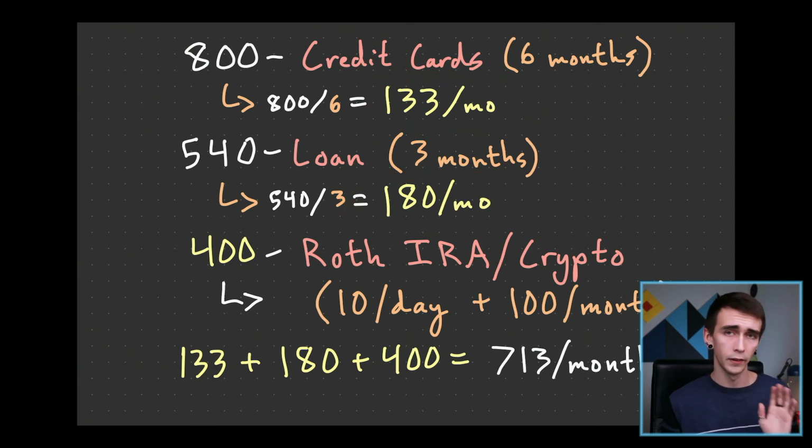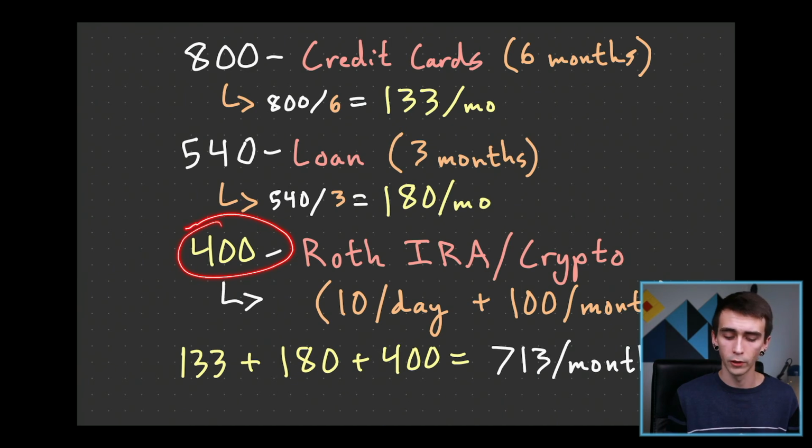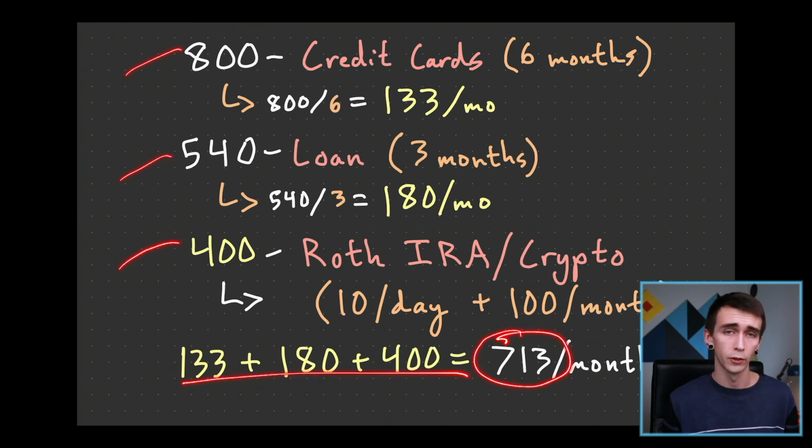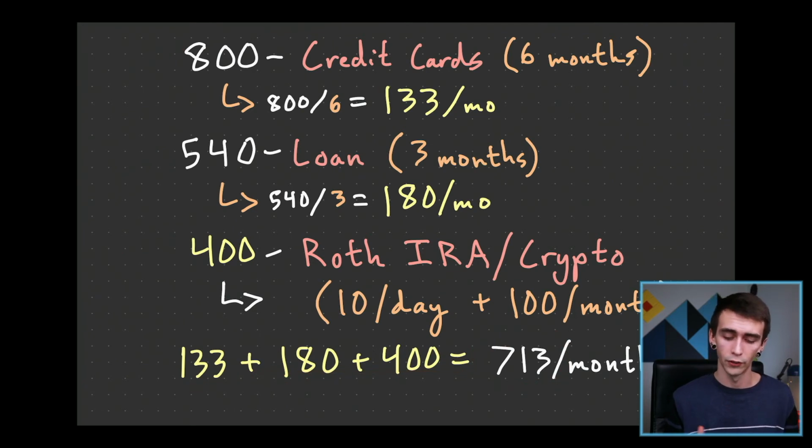Then instead of skipping the investments, I'm just going to add them in right now. So I want to invest $400 a month into my Roth and crypto, and that comes out to about $10 a day for the Roth or $300 a month. And then I want to invest $100 a month into crypto. So those are my current goals. Now, if we add these 3 numbers together at the very end down here, we get $713 per month total for the credit cards, the loans, and the investments. So that is step 2.